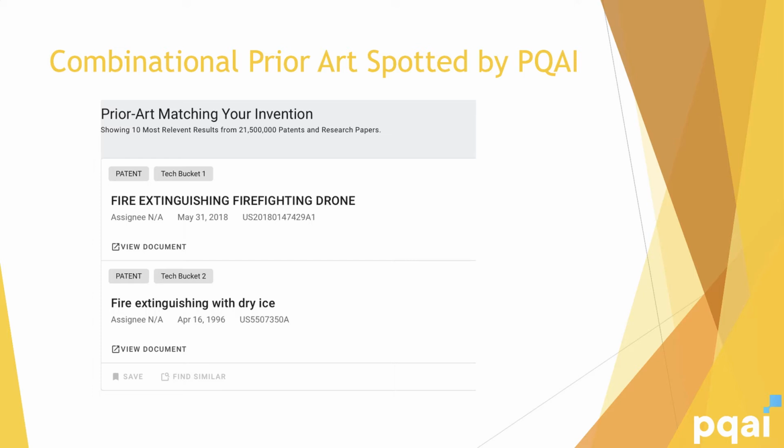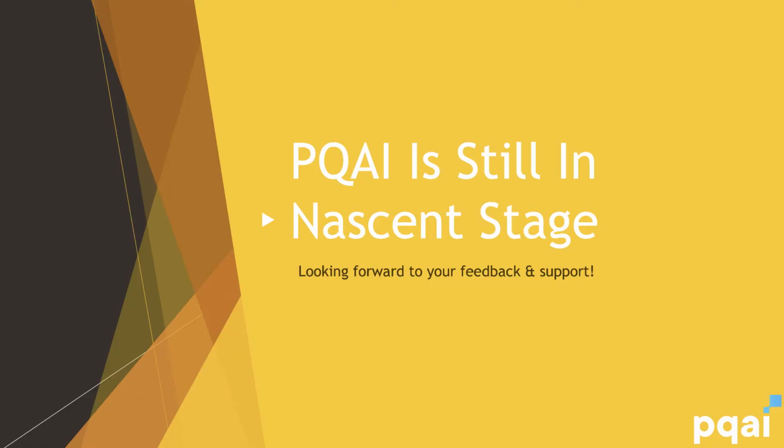So by showing these combinations, PQAI can inform you as to what are the most likely prior arts that the examiner could cite, not only by citing a 102 reference, but also the most commonly cited 103 reference.